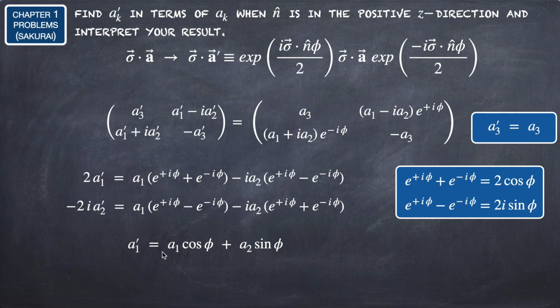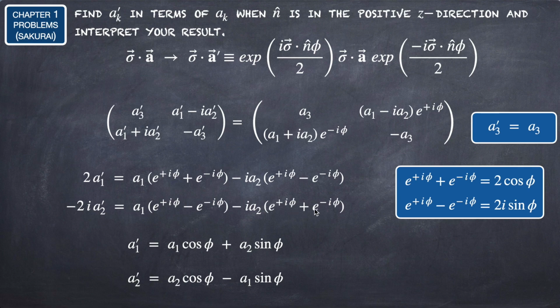In the first one, dividing every term by 2, we will get A1 prime being equal to A1. Then, since this is 2 times cosine of phi, we already divided every term by 2. This results in A1 cosine of phi. The other term, we will get A2. This will result in 2i sine of phi. And the product between minus i and i will result in plus A2 sine of phi.